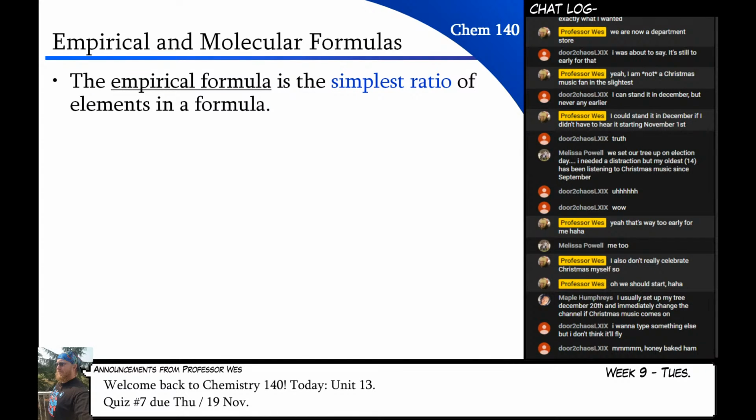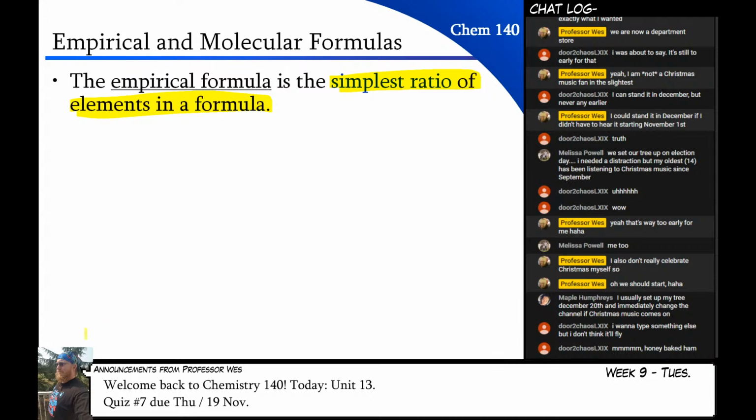All right. We're going to start with this definition here. The empirical formula of a compound is the simplest ratio of the elements in its formula. Now, what does that mean? What that means is that you cannot divide out a number from the formula.